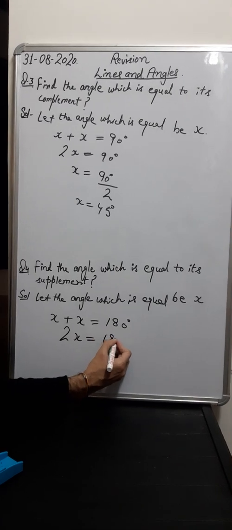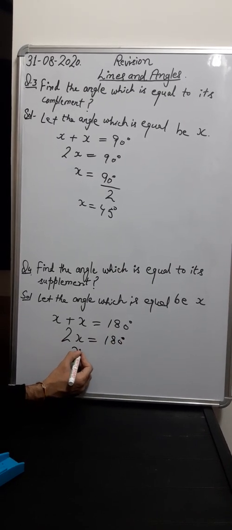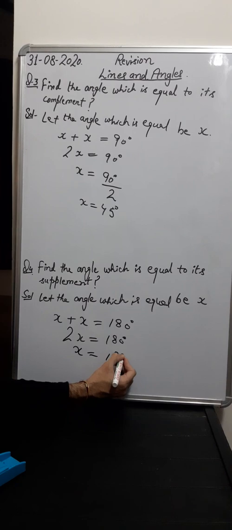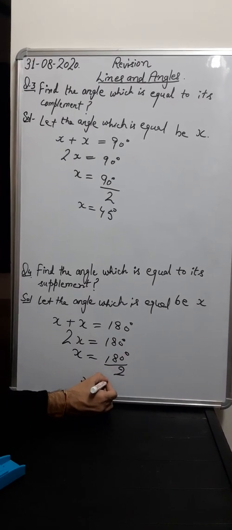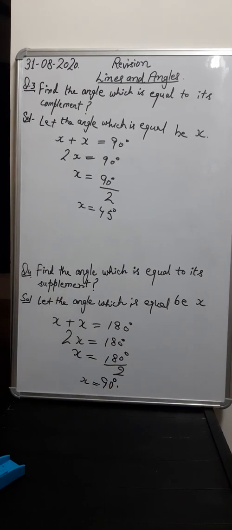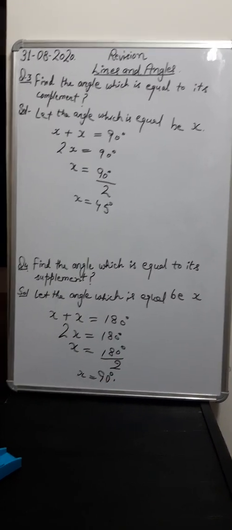2x equals 180 degrees. So x equals 180 degrees divided by 2. So x will be 90 degrees. So x is 90 degrees.